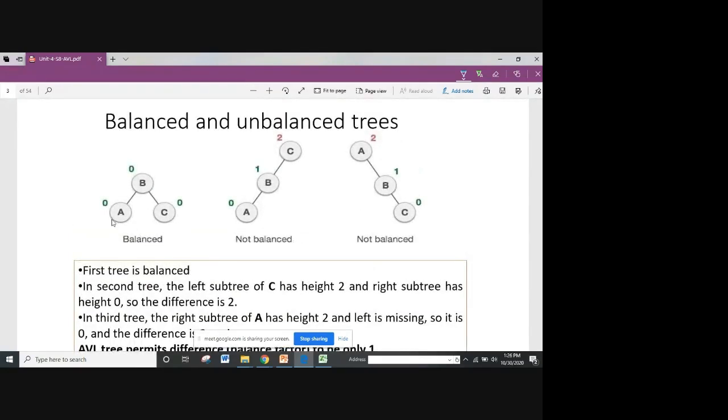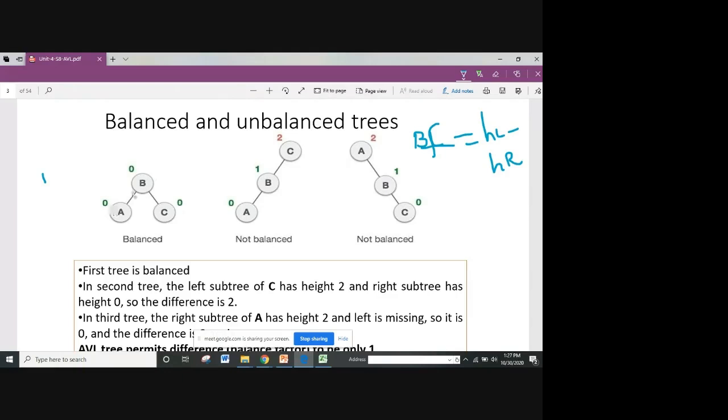So here, for example, you see B is my node, and to the left I have one node. Your balance factor is the height of the left subtree minus the height of the right subtree. That is the meaning. So, are you able to see the screen? Yes, ma'am. Okay. So the balance factor is the height of the left subtree minus the height of the right subtree.